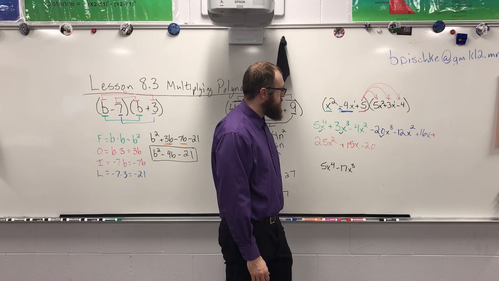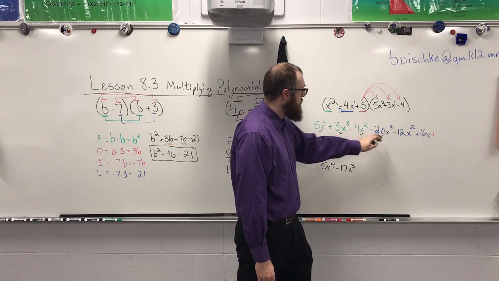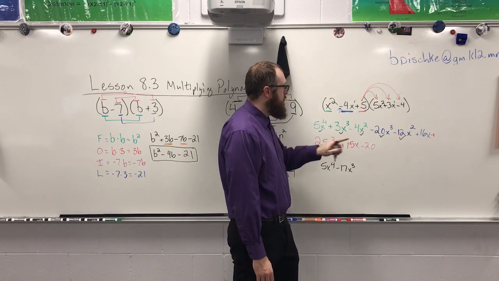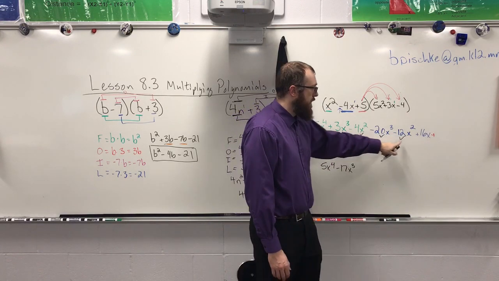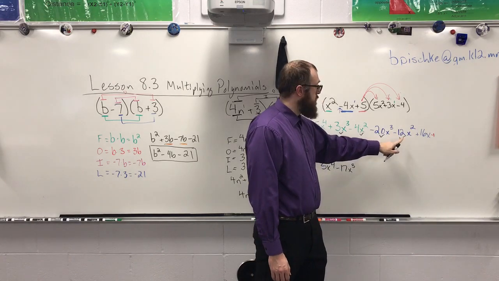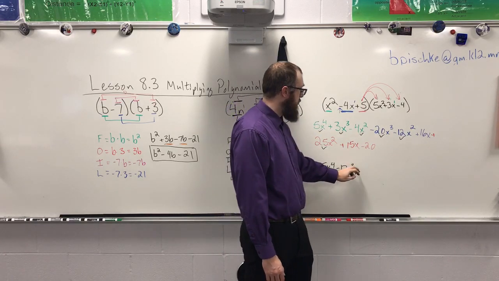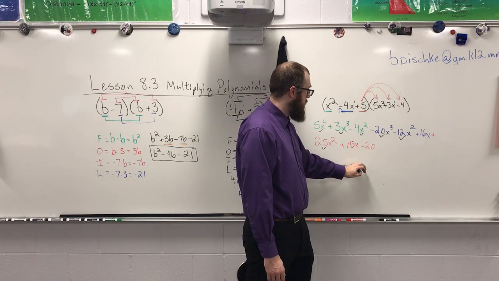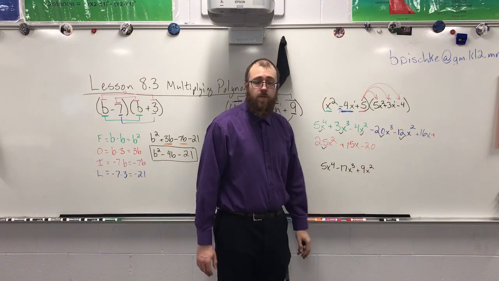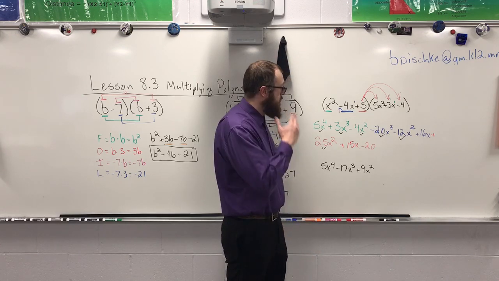Next one. X squareds. There are 3x squareds. This one, and that one. -4 and -12 makes -16. When I take that -16 and add it to 25, I end up with 9x squared. You can check that out if you want to, but negative 16 plus 25 is definitely 9.